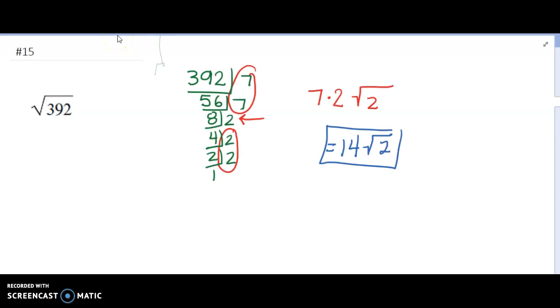All right, so when you break 392 down into its prime factorization, you should have gotten 7 times 7 times 2 times 2 times 2. Okay, so you can pull one pair of 2's out and the pair of 7's out. So 7 times 2 comes out front. Your leftover is right here, which is just 2. 7 times 2 is 14, square root of 2. So this should be your final simplified answer.